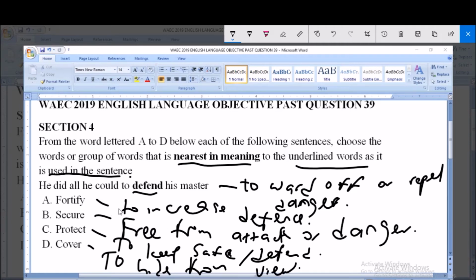Now, from the meanings of the options we have given here, we see that option C, which is protect, means to keep safe or to defend. So the word defend is even used interchangeably for protect, showing that protect is nearest in meaning to defend, as used in this sentence. Therefore, the correct answer is option C, which is protect.